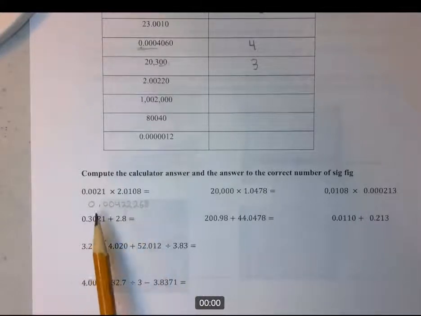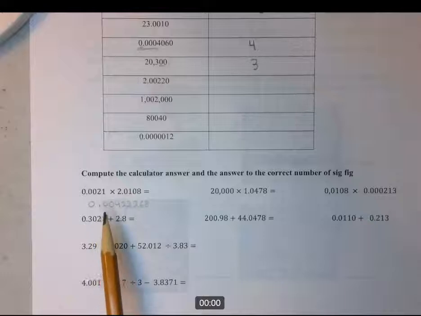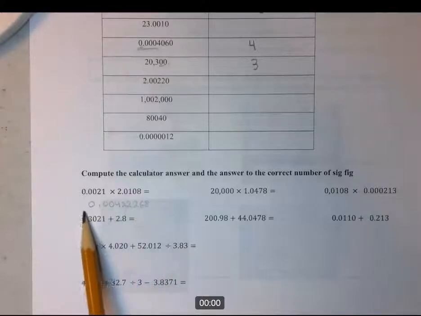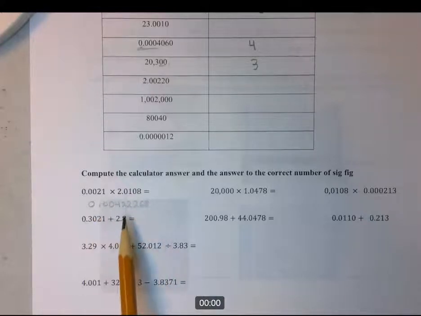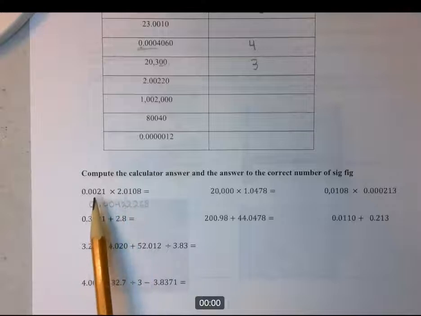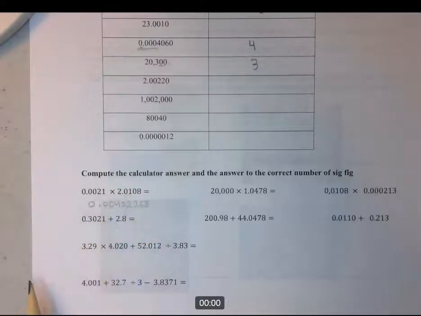Okay, so the rule for significant figures with multiplication is the answer is limited to the number of significant figures in the one of these numbers that has the least number of significant figures.